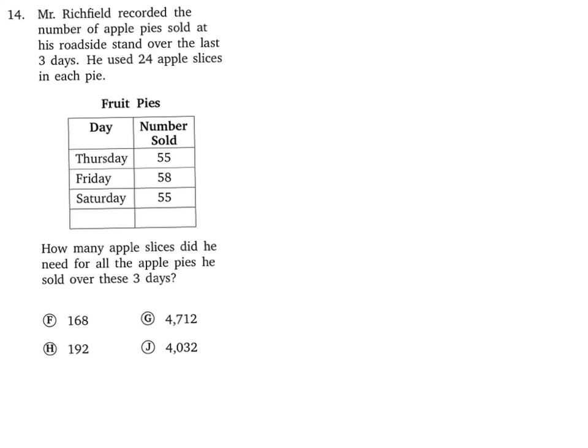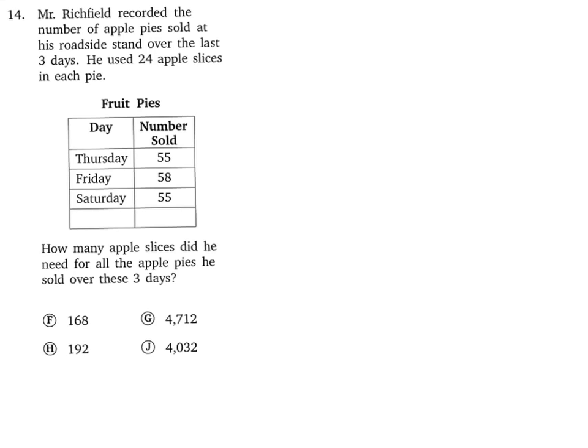Mr. Richfield recorded the number of apple pies sold at his roadside stand over the last 3 days. He used 24 apple slices in each pie. How many apple slices did he need for all the apple pies he sold over these 3 days? Good job. Okay, so I read it twice.